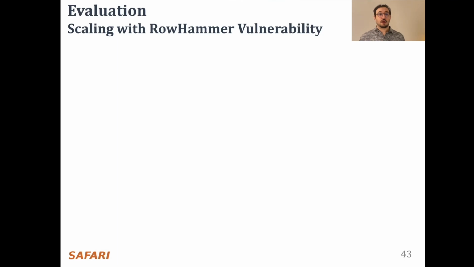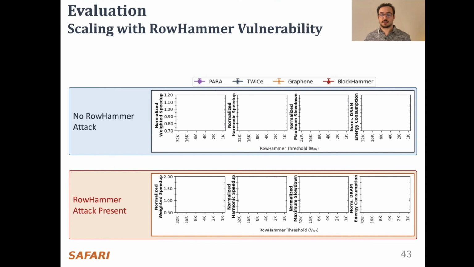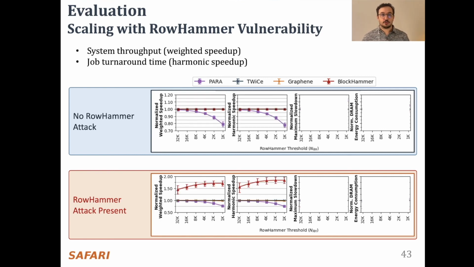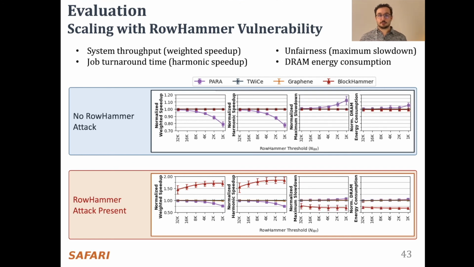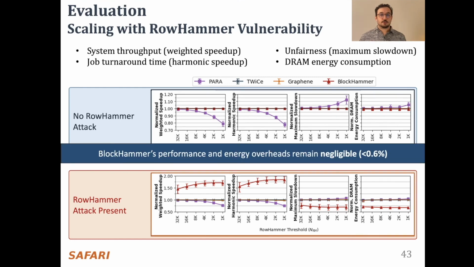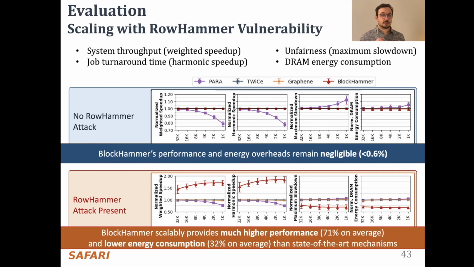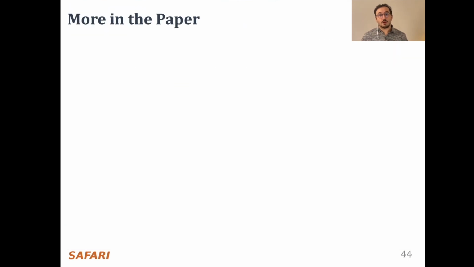consumption. We conduct a scalability study with worsening RowHammer vulnerability as well. And again, we consider the cases where there is no RowHammer attack and when there is a RowHammer attack present. In these tests, we scaled the RowHammer threshold from 32K down to 1K. And here are the results for system throughput, job turnaround time, unfairness, and DRAM energy consumption. We observe that BlockHammer's performance and energy overheads remain negligible even when the RowHammer threshold is scaled down to 1K. And BlockHammer scalably provides much higher performance and lower energy consumption than state-of-the-art RowHammer mitigation mechanisms when there is a RowHammer attack present. We provide more analyses and implementation details in the full paper.